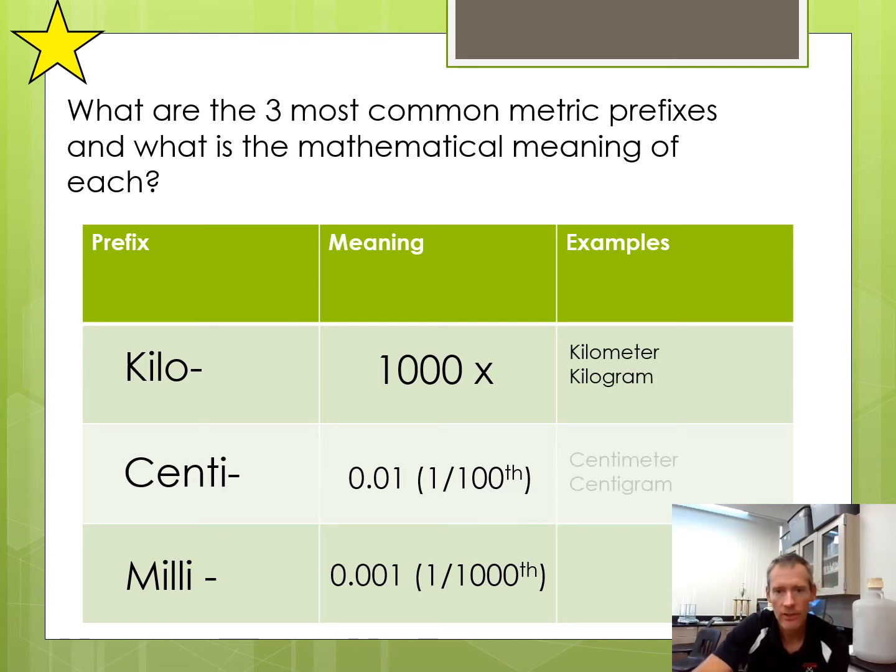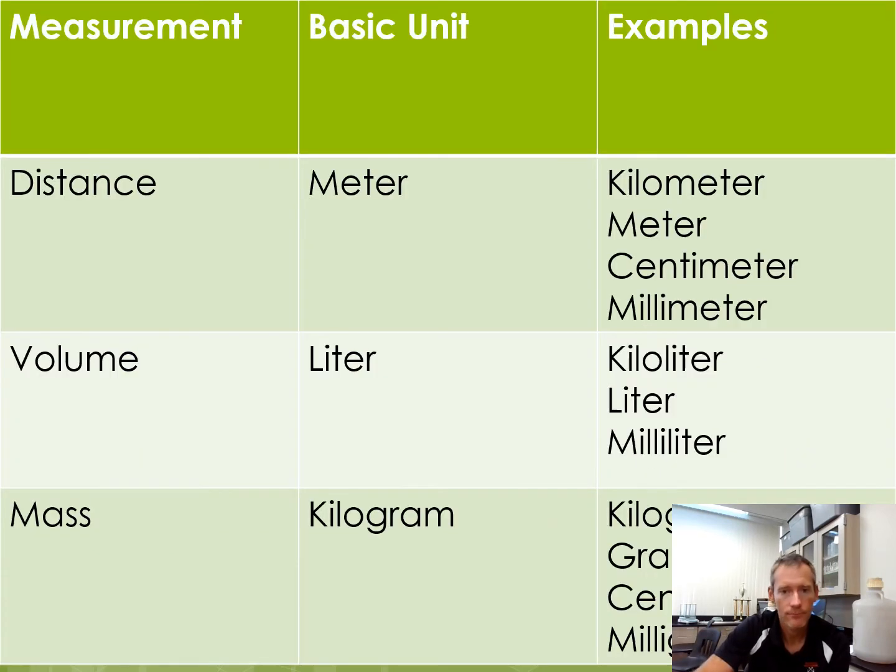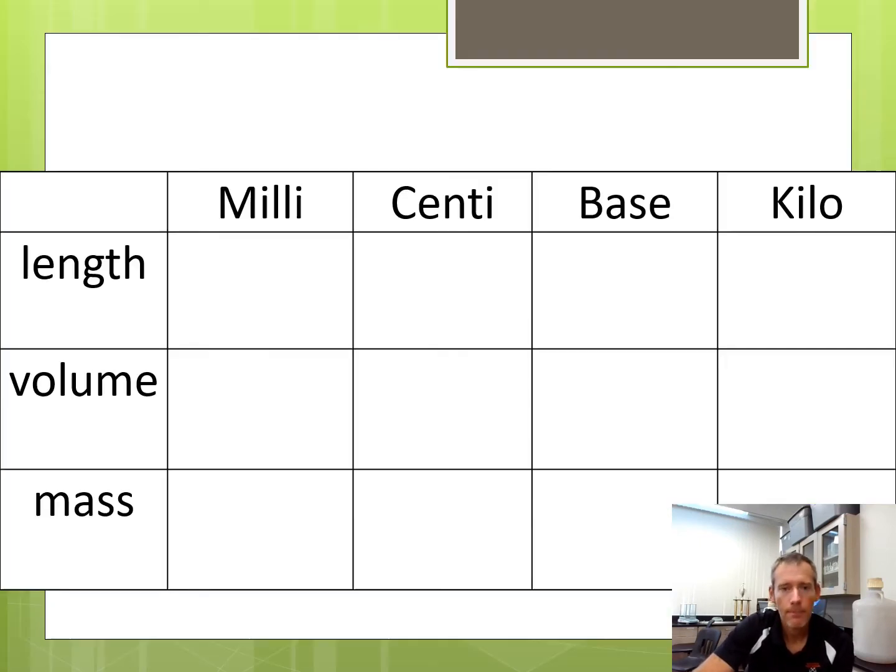So kilometer, kilogram, centimeter, centigram, millimeter, milligram, all are common examples. So they all have milli or kilo and centi in front of it, and then either meter, gram, or liter. Okay, so quick review. We work with kiloliters, meters, centimeters, millimeters. We work with liters and milliliters, and we work with kilograms and grams and milligrams and centigrams.